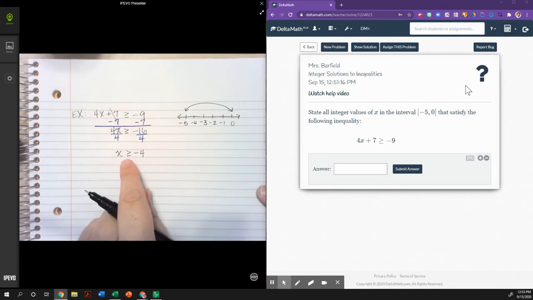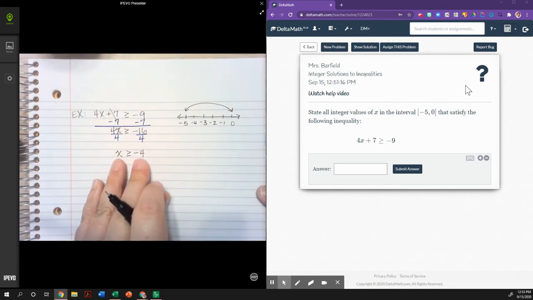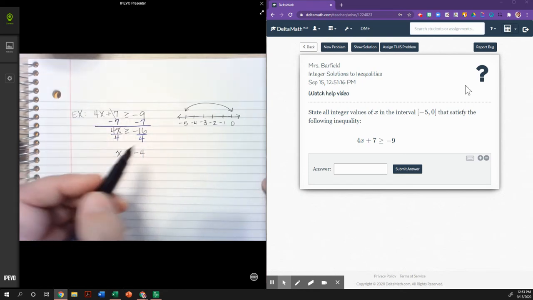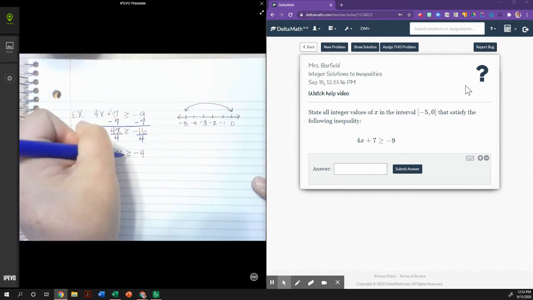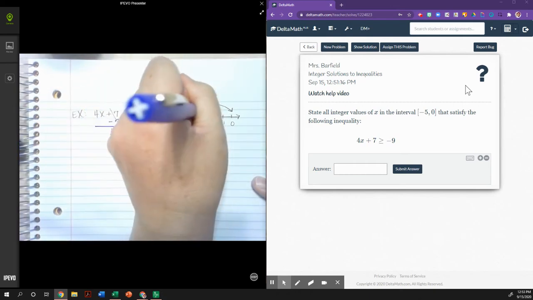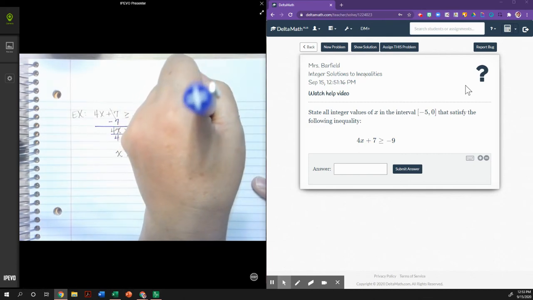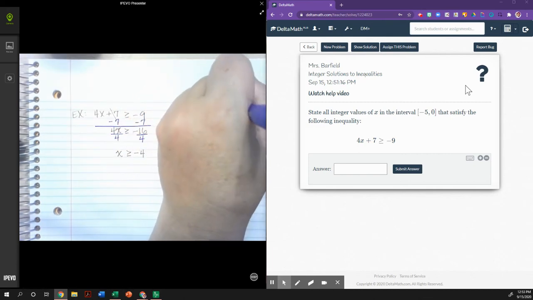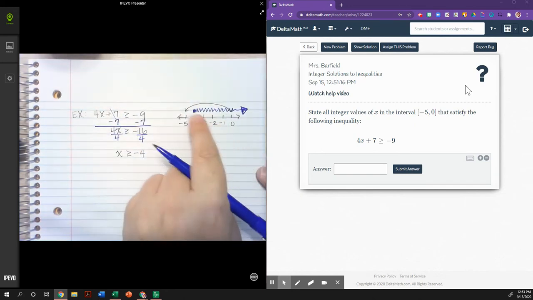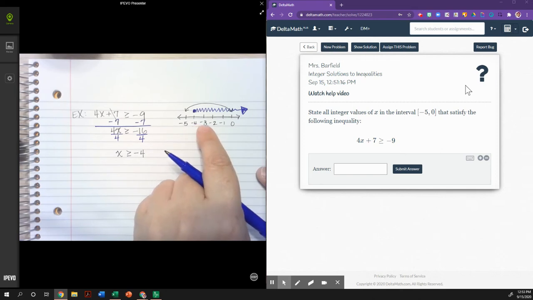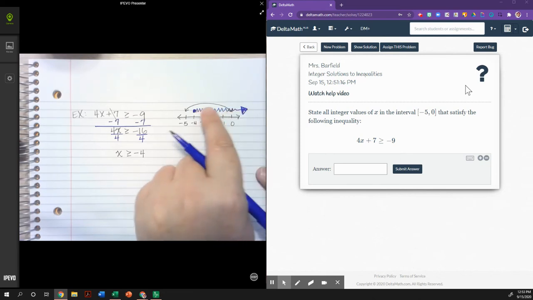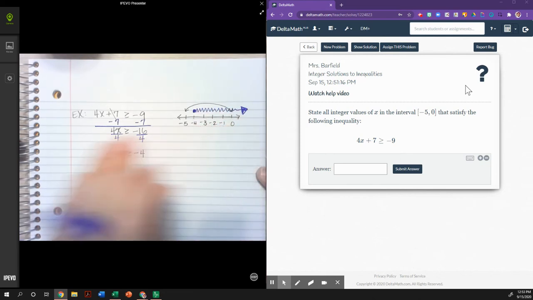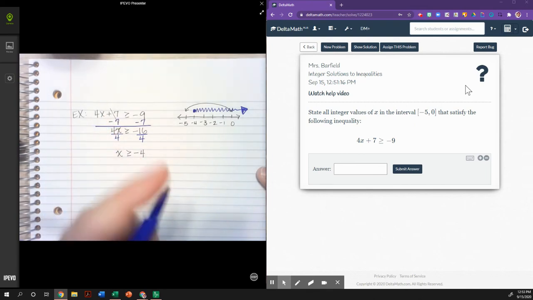Now that I have x is greater than or equal to -4, that tells me, if I go over here to the number line and start right here at -4, and I'm greater than, I shade this way. That tells me that -4, -3, -2, -1, and 0, because they're all in this shaded part, if I plug them in, I'll get a true answer. Let me prove that to you.